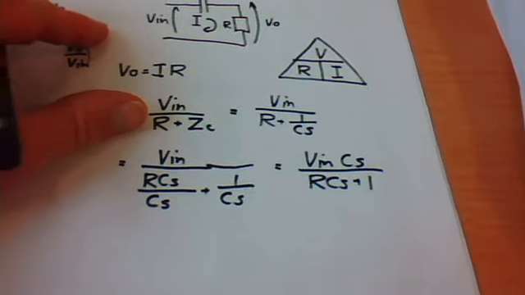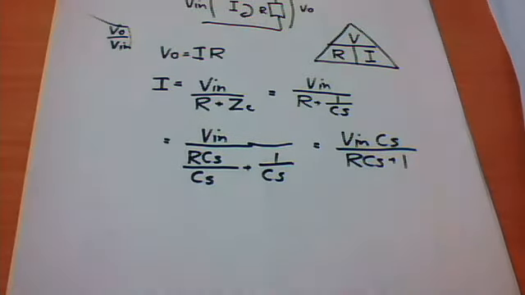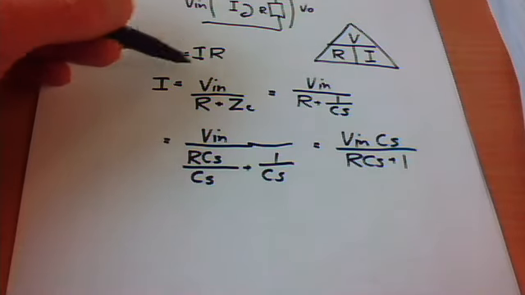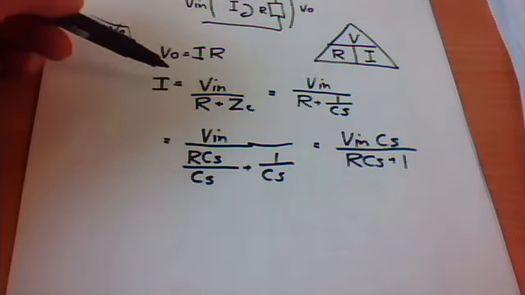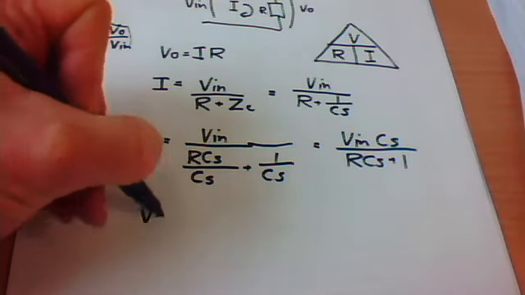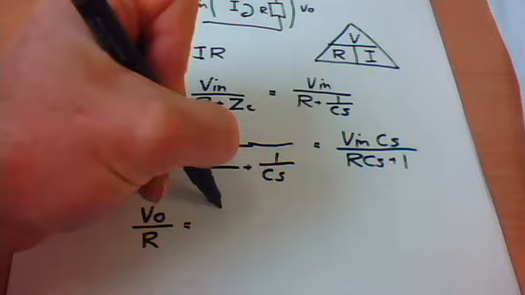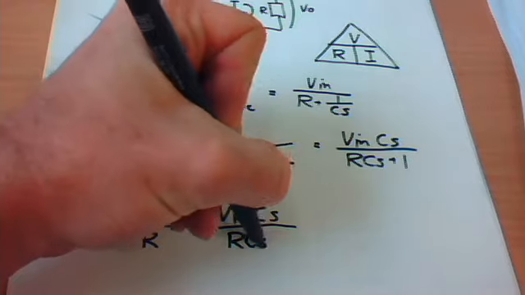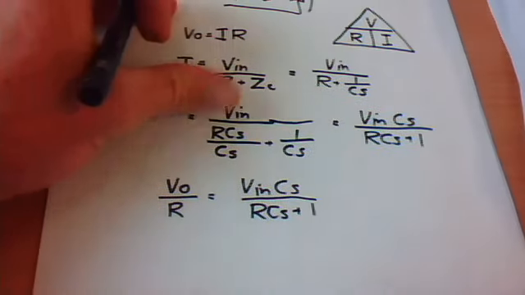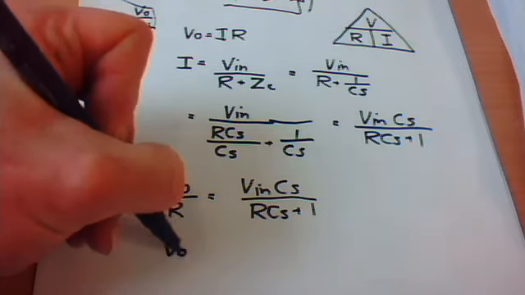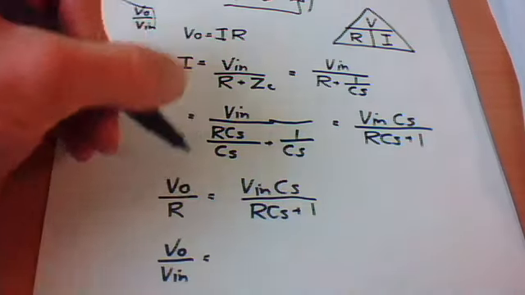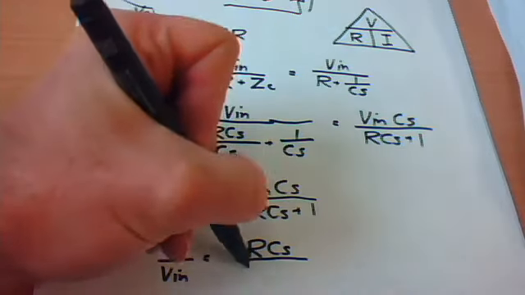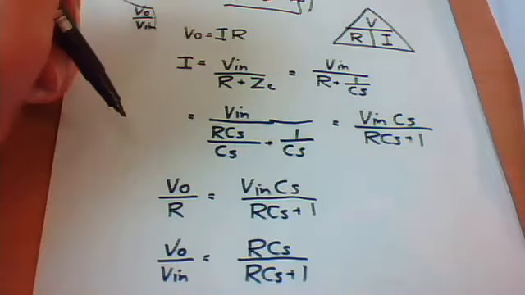So that's starting to look a bit familiar, hopefully, as a transfer function is. Okay, but that's still solving for I, the current. But remember, we can get rid of this I by saying that I is equal to V out over R. So I can say that V out over R is equal to V in CS over RCS plus 1. Okay, and solving for V out over V in is equal to RCS over RCS plus 1, and that's the answer.